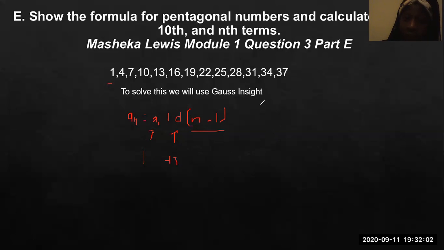So we have 1 plus 3 times n minus 1. Then we distribute, which will be 3n minus 3, and then plus 1. Then we combine like terms, which is negative 3 plus 1 is negative 2. And then drop down a 3n. And this is our nth term.